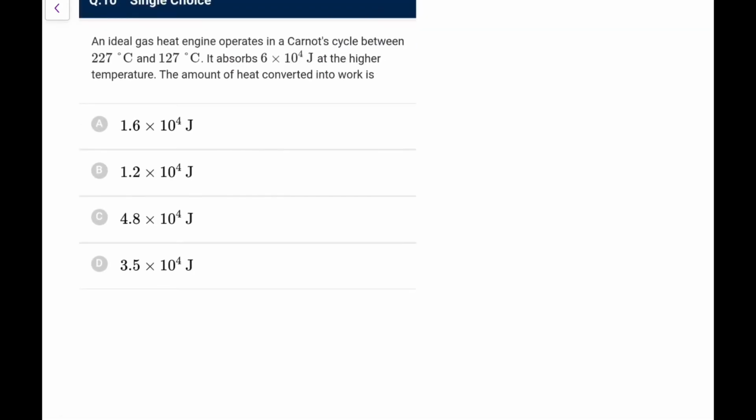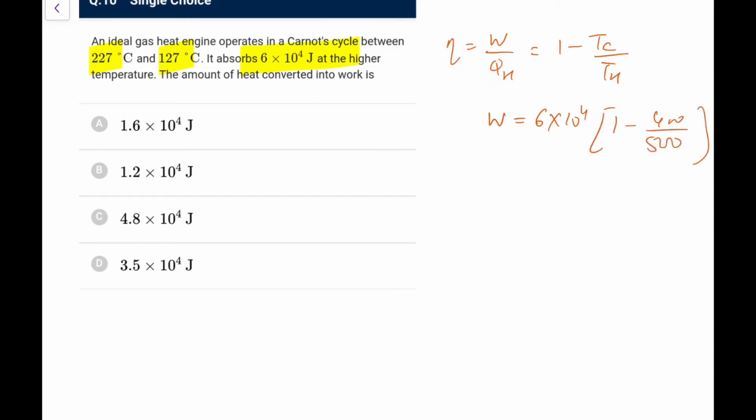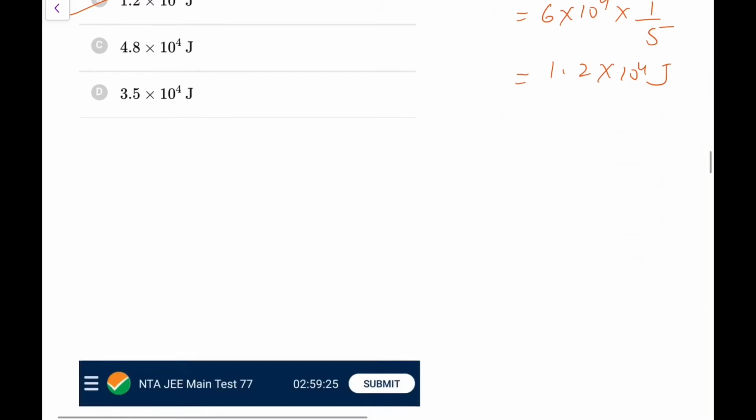Next. Ideal gas heat engine operates in a Carnot cycle between these two temperatures. It absorbs this heat at the higher temperature. Amount of heat converted into work is, so efficiency is W upon QH, that is 1 minus TC by TH for Carnot. So W will be QH, 6 into 10 to the power 4, into 1 minus TC by TH. TC is 127, that is 400 K, and this is 500. So 6 into 10 to the power 4, this comes out as 1 minus 4 by 5, that is 1 by 5, that is 1.2 into 10 to the power 4 joules. So go for option B for this particular question.